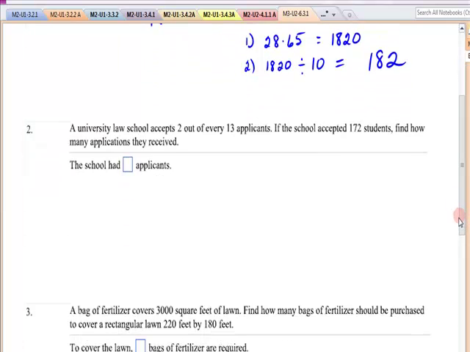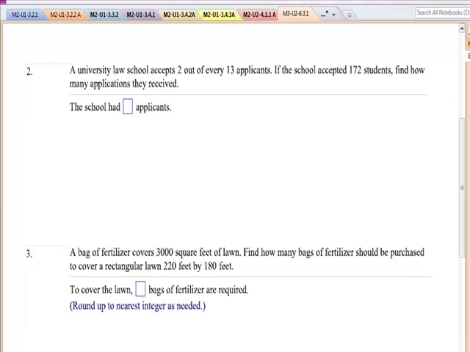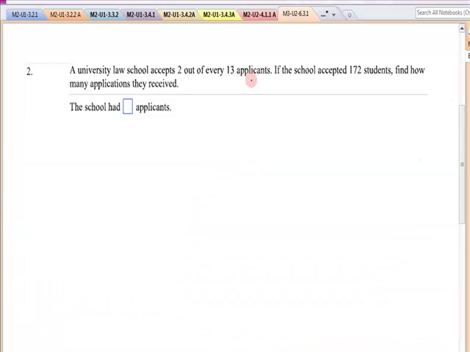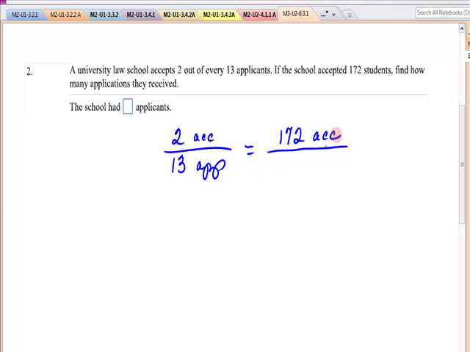It says, a university law school accepts 2 out of every 13 applicants. All right, that's a comparison. 2 are accepted for every 13 that apply. If a school accepted 172 students, how many applications did they receive? Okay, accepted 172. That's in the accepted position. X is the number that applied.